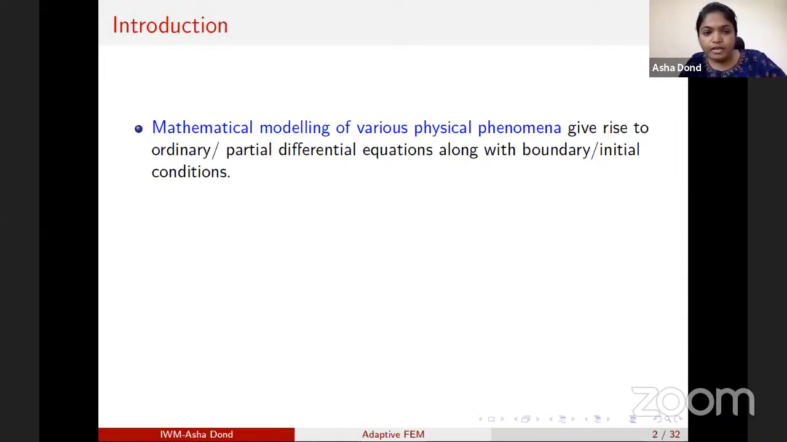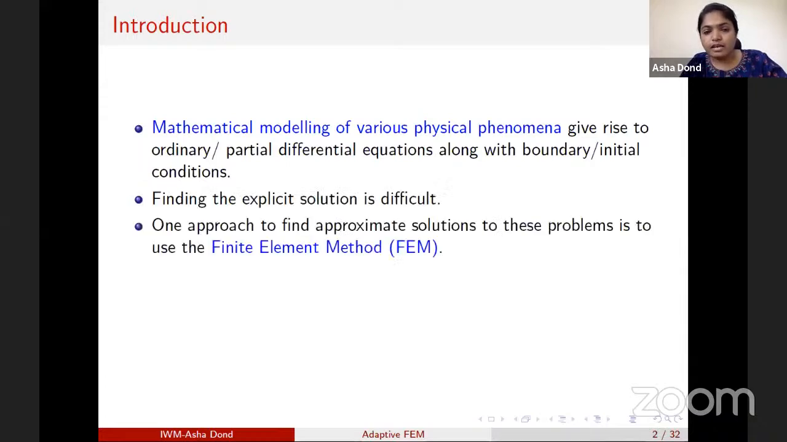When it comes to a mathematical equation, we study the existence and uniqueness of the solution. But many times, even when there exists some solution, it is difficult to find the explicit form of the solution. At that time, we have the option to use some numerical method and try to find not an explicit solution, but an approximate solution to the exact solution.